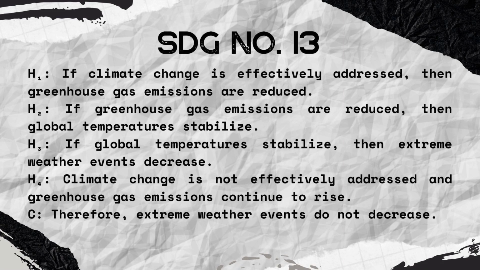Now, the different hypotheses. Hypothesis 1, if climate change is effectively addressed, then greenhouse gas emissions are reduced. Hypothesis 2, if greenhouse gas emissions are reduced, then global temperatures stabilize. Hypothesis 3, if global temperatures stabilize, then extreme weather events decrease. Hypothesis 4, climate change is not effectively addressed and greenhouse gas emissions continue to rise. And lastly, the conclusion would be, therefore, extreme weather events do not decrease.